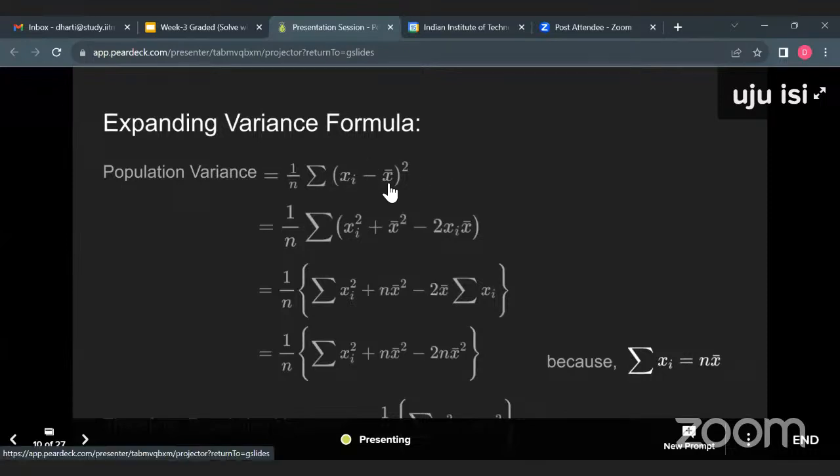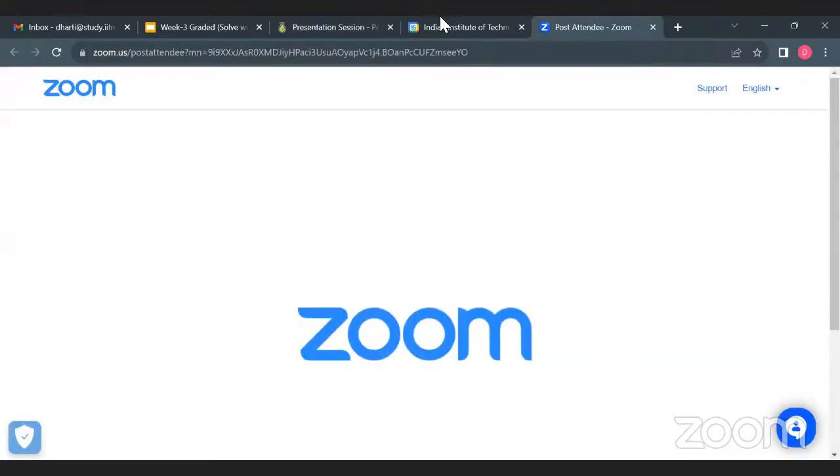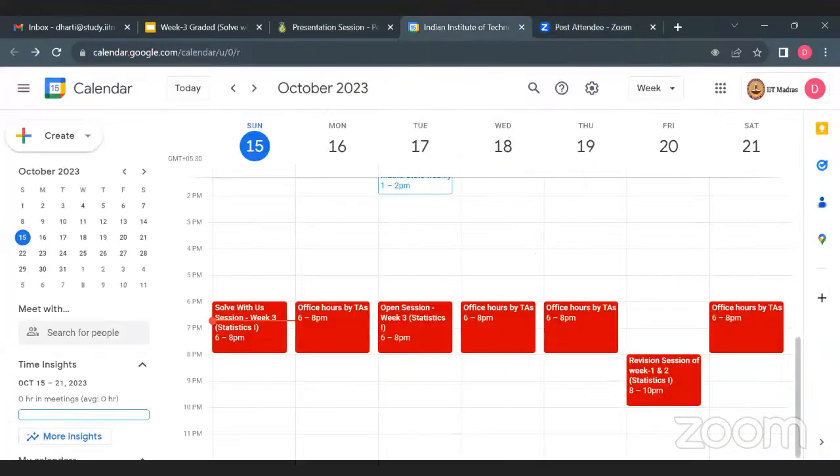Summation of xi minus x bar the whole square. So a minus b whole square, you know the formula, right? So you will just expand according to that.